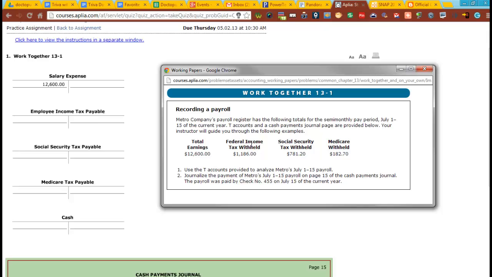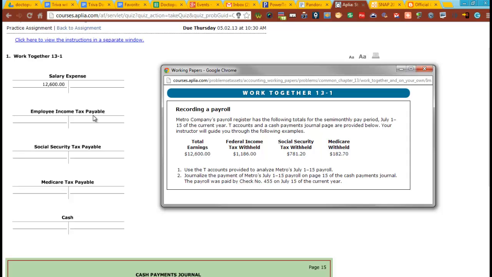Now the next one I have is federal income tax withheld. This is the one where students get thrown off because they want to write down the account federal income tax withheld payable. But there is no such account. What account are we going to use? Employee income tax payable.